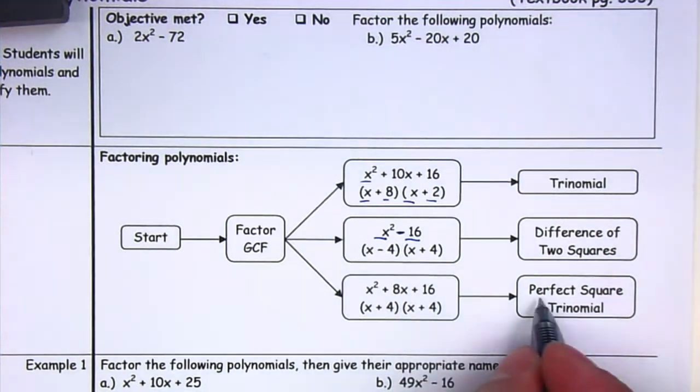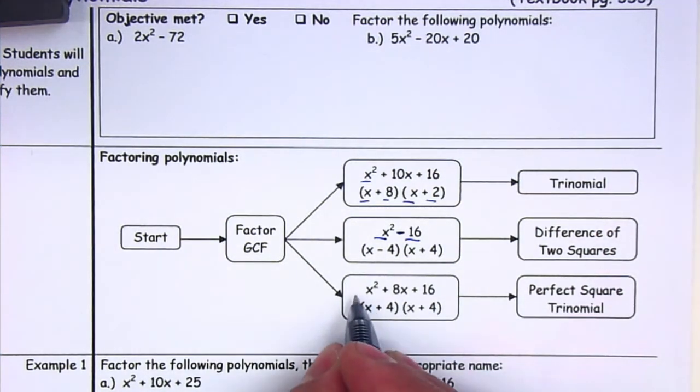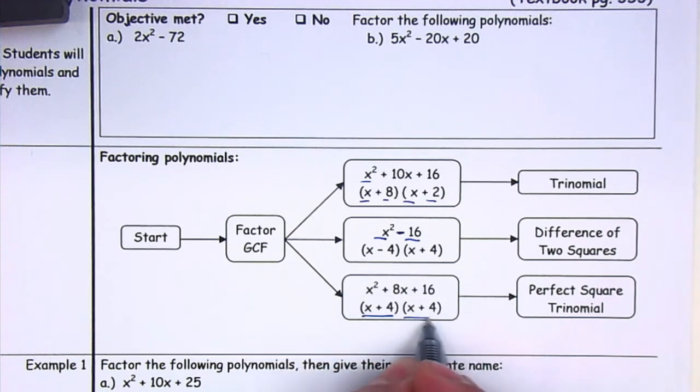And we also have perfect square trinomials. This is a perfect square trinomial because once we factor it, they both are the same. So we can rewrite it as x plus 4 squared.